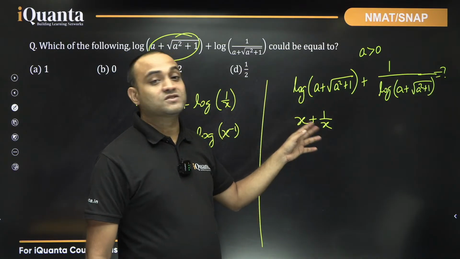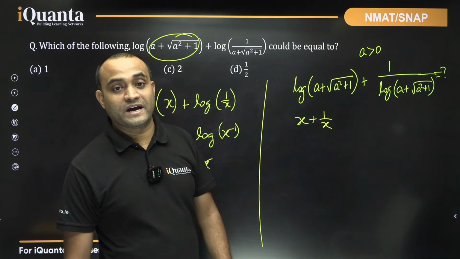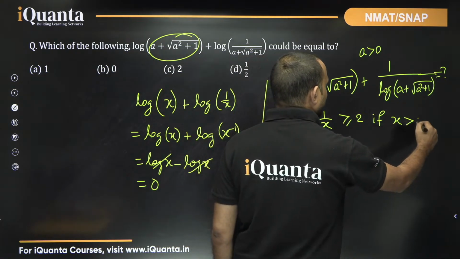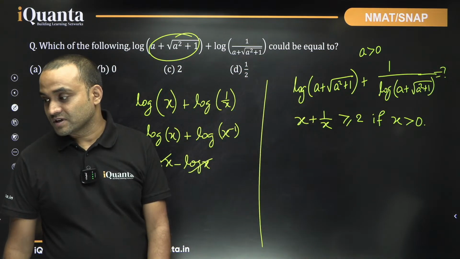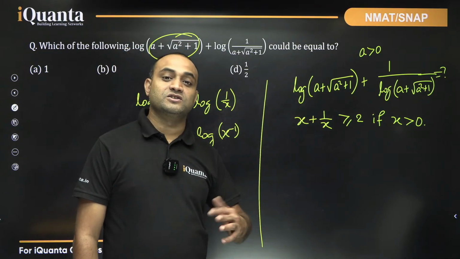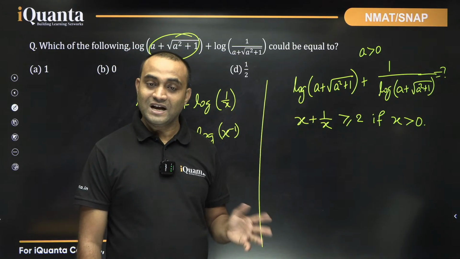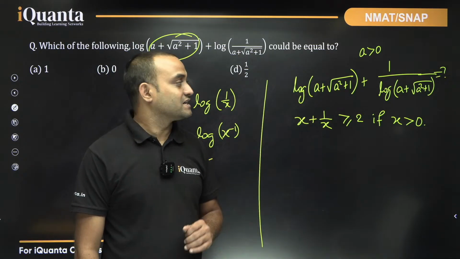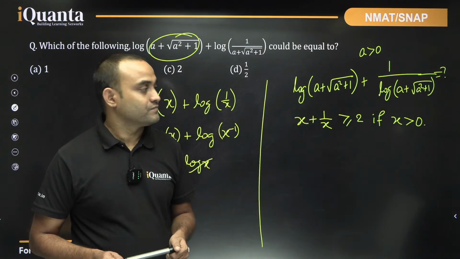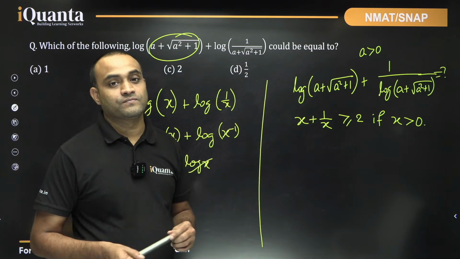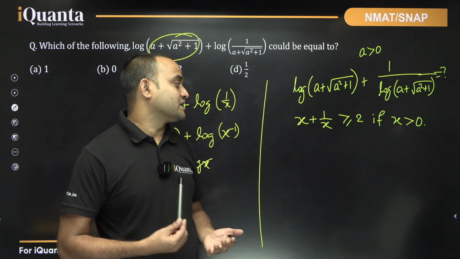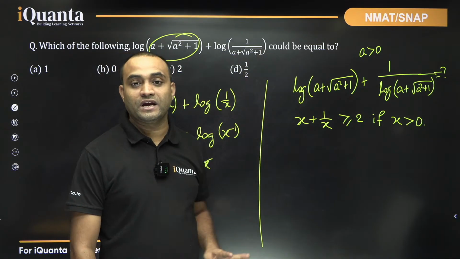So in that case, x will be positive, and x plus 1 by x is always greater than or equal to 2 if x is positive. How? You can use arithmetic mean is greater than or equal to geometric mean. Is that clear? Greater than or equal to 2. As per this question, it should be 2.